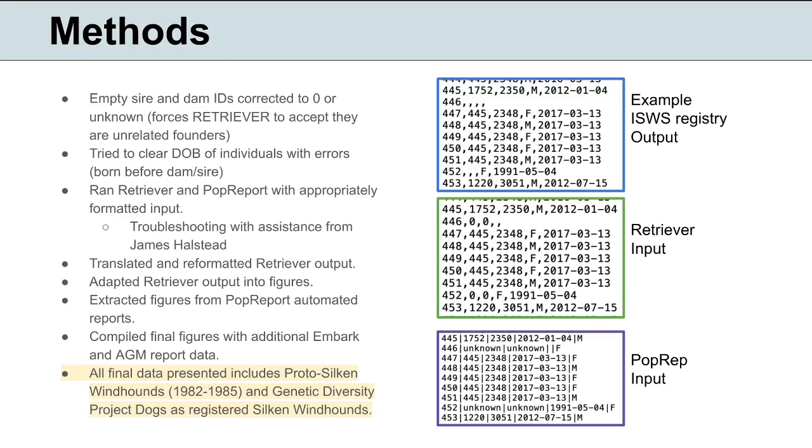I translated and reformatted Retriever output. I adapted the Retriever output into figures and extracted figures from the PopRep automated reports. I also compiled final figures with some of the additional Embark and AGM report data. And again, like I mentioned earlier, all final data presented includes the proto-Silken Windhounds, the founders, and genetic diversity project dogs as Silken Windhounds.